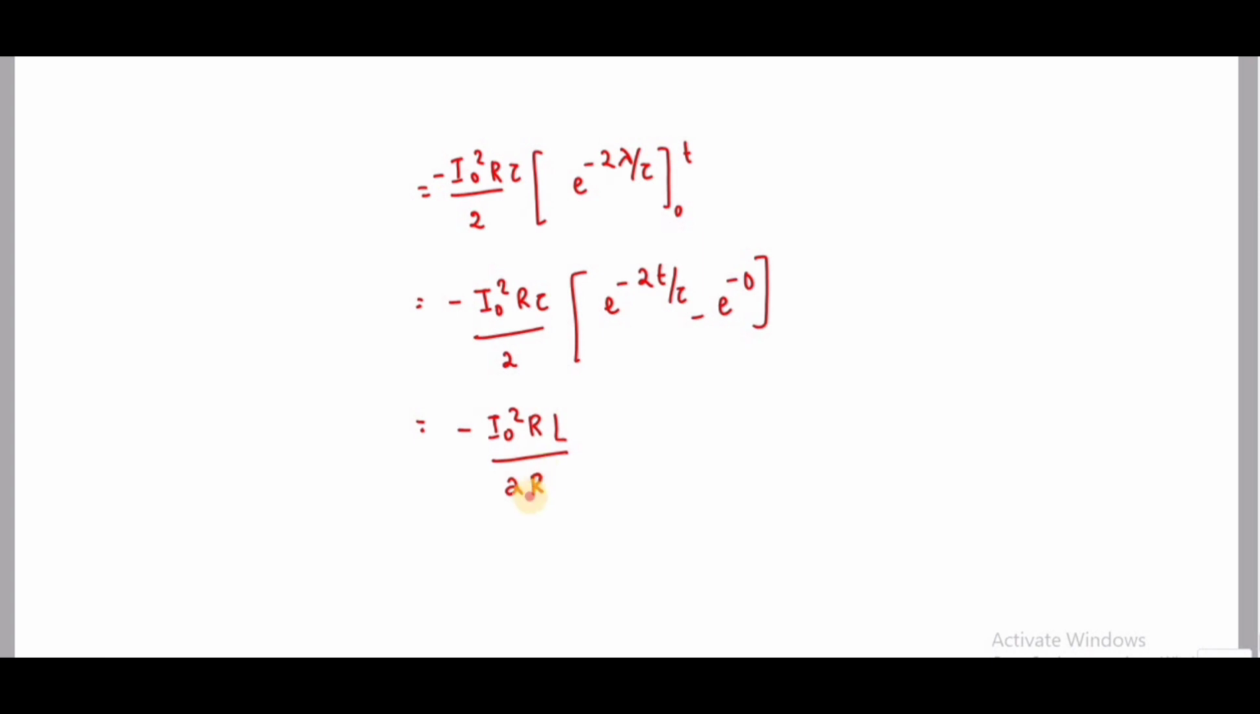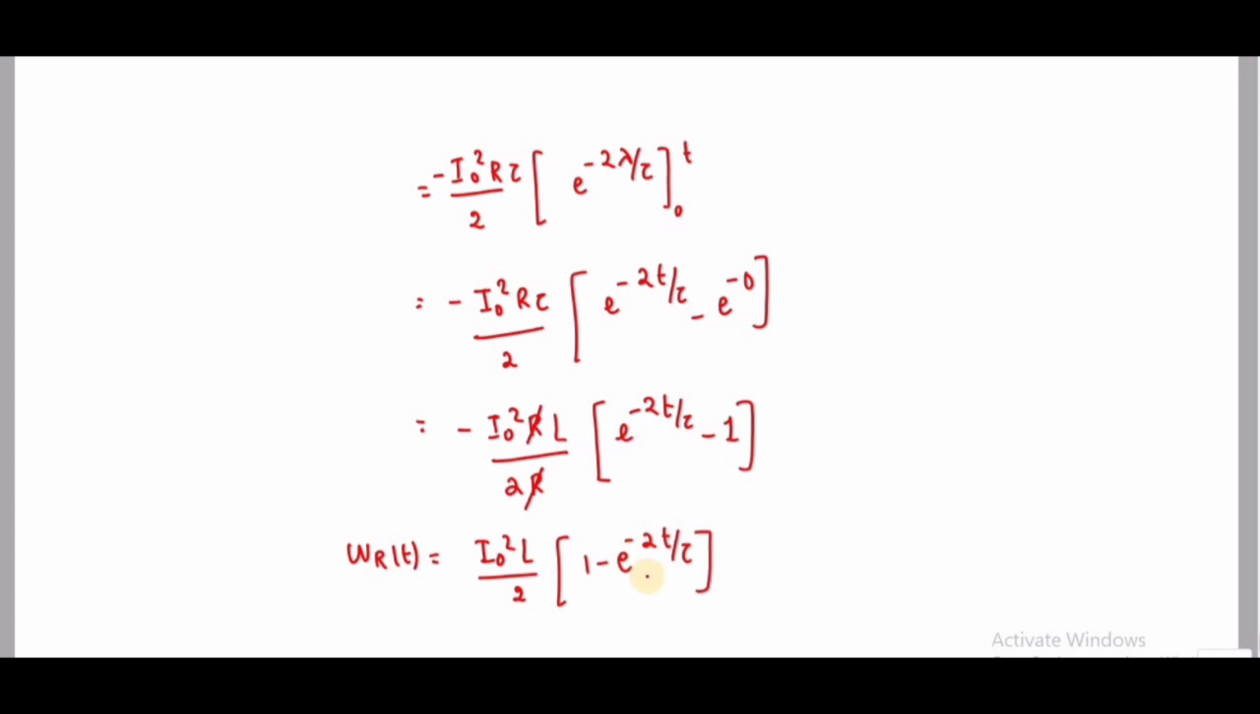So you know that tau is equal to L divided by R, right? So R gets cancelled out, and this is e power minus 2t divided by tau minus 1. So this minus will go inside, and I can write the energy dissipated by the resistor is equal to I naught square L divided by 2 into 1 minus e power minus 2t divided by tau.